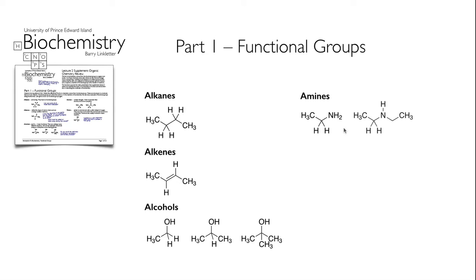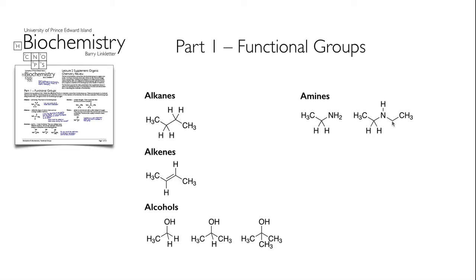Amines are a very important functional group. They're a half of an amino acid, aren't they? They're a nitrogen instead of an oxygen. Again, a very polar bond. Different number of hydrogens because nitrogen has a different valency. This is a primary amine here, and this is a secondary amine. A secondary amine is the nitrogen has 2 carbons attached to it.